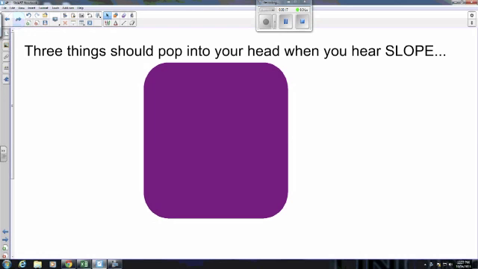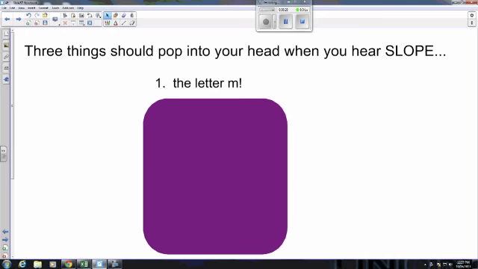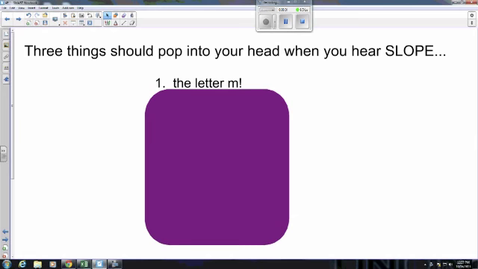Before they would even start attacking text, I want them to think of things and just have stuff go off in their brain as soon as they hear different words. So the first one is slope. The things that I want them to think about when they hear slope. I want them to know that it's the letter M.